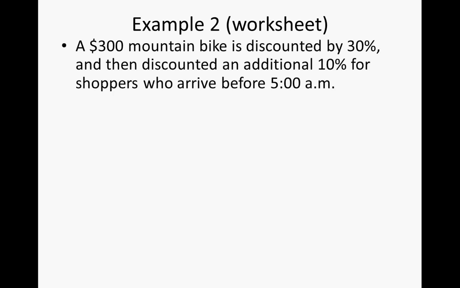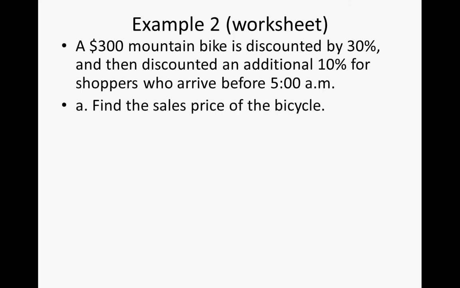All right, let's take a look at example 2 on your lesson worksheet and step through this. So a $300 mountain bike is discounted by 30% and then discounted by an additional 10% for shoppers who arrive before 5 a.m. For part A, we want to find the sales price of the bicycle.